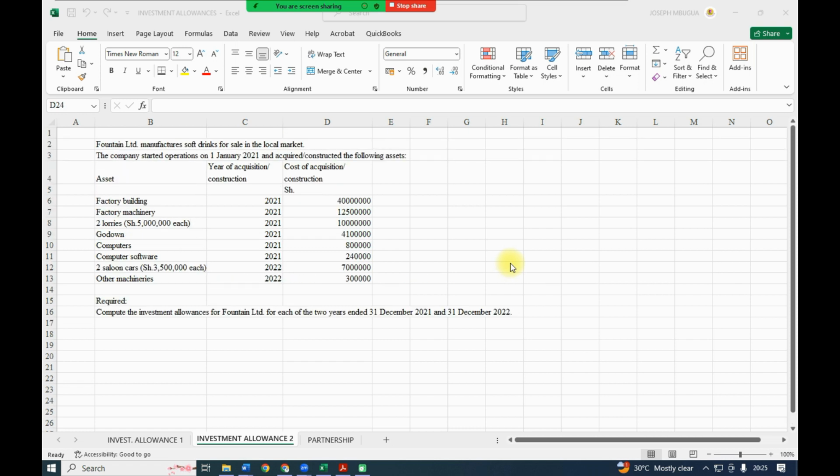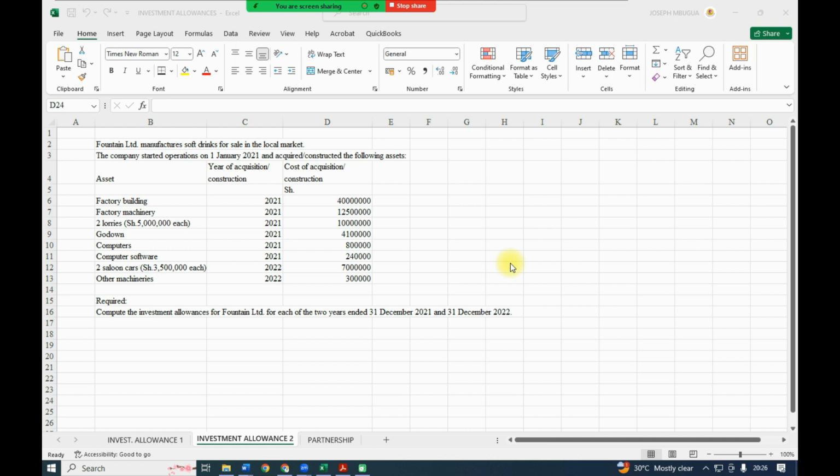And for the investment allowances, they are normally granted. These are capital allowances. We have different names. Whether you talk about capital allowances, we could talk about the capital deduction, but currently the right word is investment allowance. They are granted to investors with an aim of reducing the tax liability.